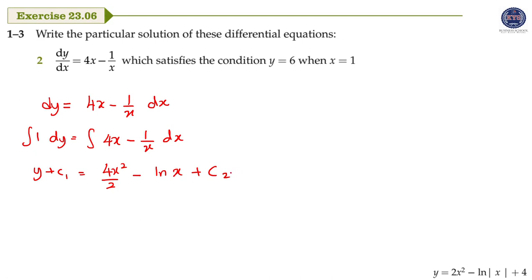Alright. Okay, why not use k here? Because this is a combination between two functions, so it's not suitable to use k. So I prefer to use c.